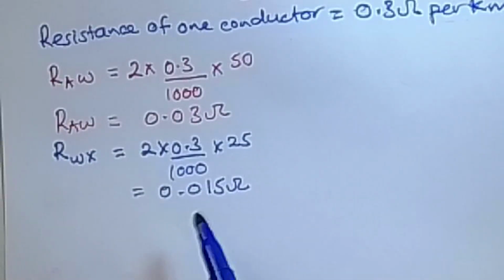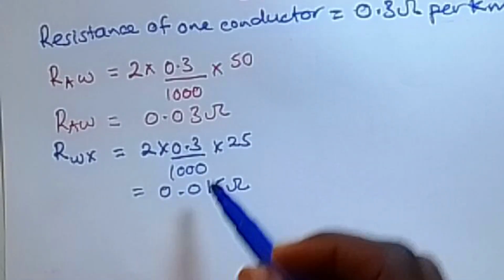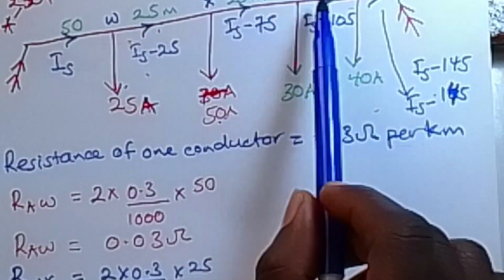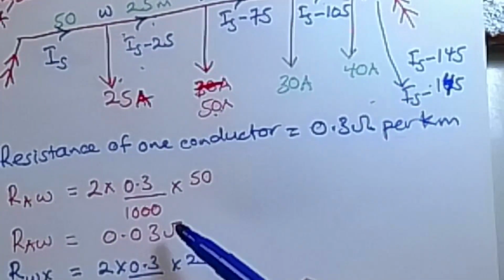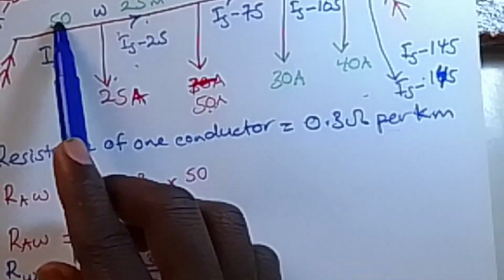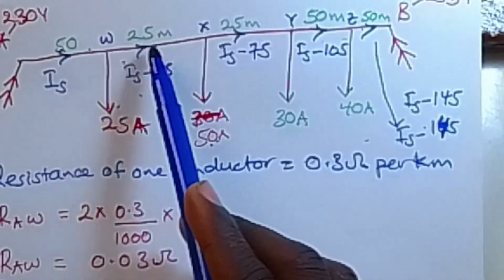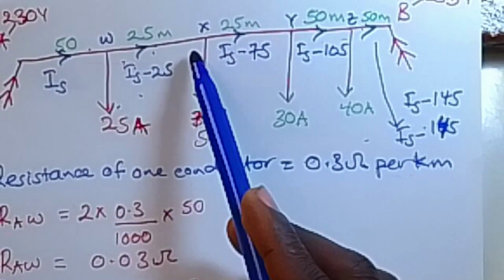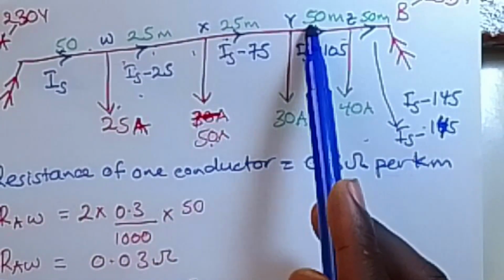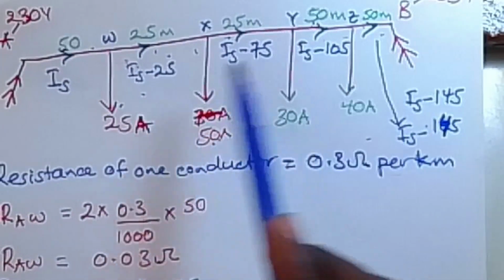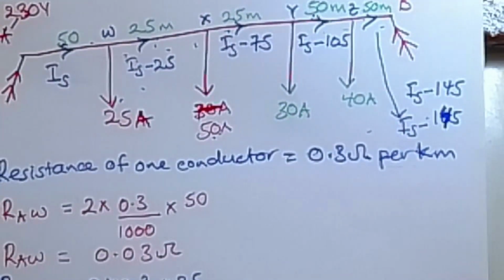Similarly, you can get the others, because the distances are the same: 50, 25, 25, 50, 50. So the resistance between this section is going to be the same as the one we calculated earlier. Then for these ones, they are going to be equal because the lengths are the same.